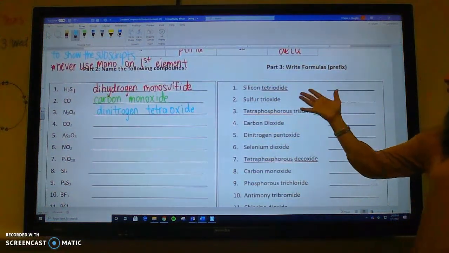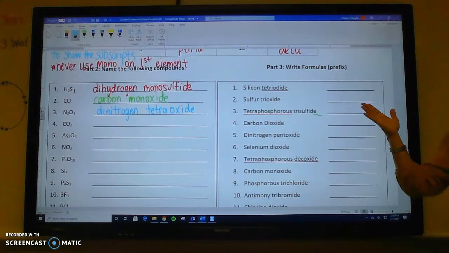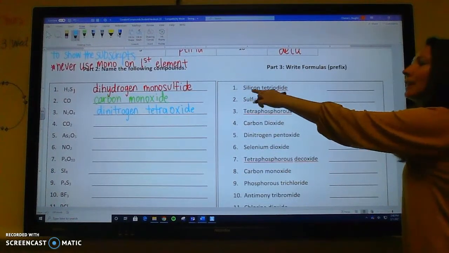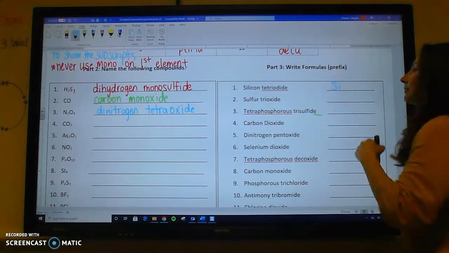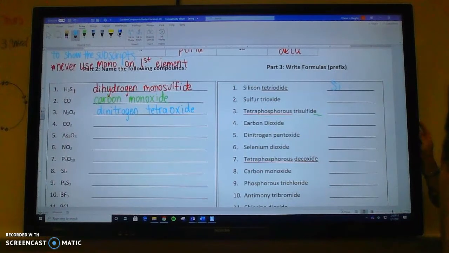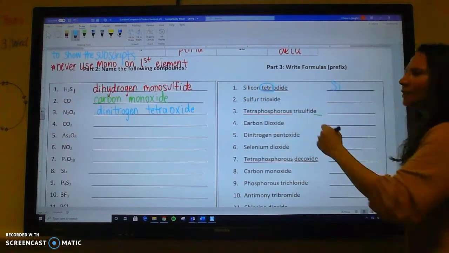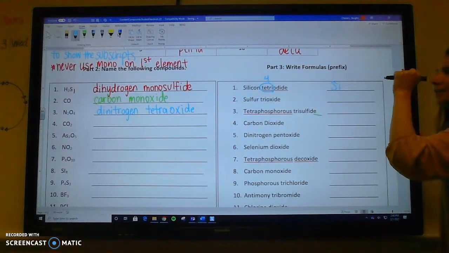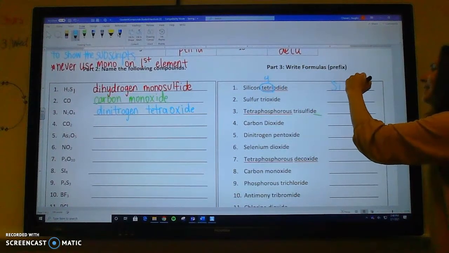Now, I want to go over these because we've got to write the formulas on this side. So on this side, the prefixes tell us what the numbers are in the formula. So silicon, it doesn't give us a prefix. Silicon is just Si. It doesn't give us a prefix, so it's understood with the first one that it's a 1, because mono is not given on the first one. That should be tetra. So tetra is what number? 4. So that's going to be our subscript for iodine. Okay. So it's SiI4.